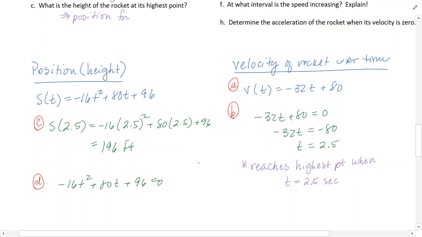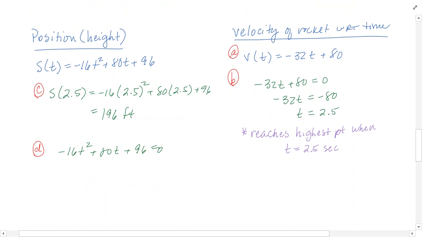To make this a little bit easier, let's see if every term in here is going to factor by 16. So I'm going to factor out a negative 16 in here. I'm left with t squared minus 5t minus 6 is equal to 0. That negative 16 divides off, and t squared minus 5t minus 6 factors into t minus 6, t plus 1.